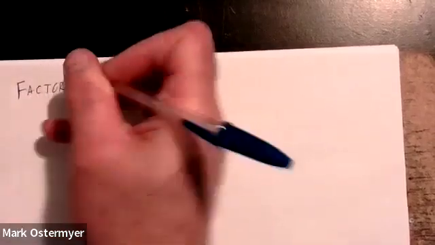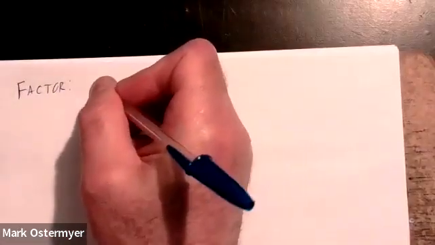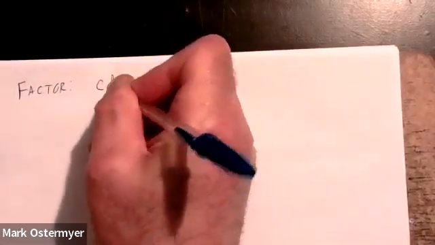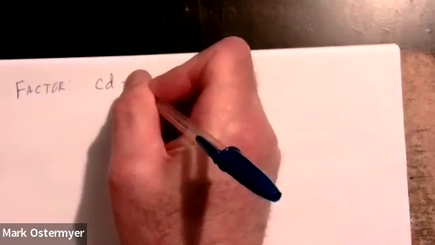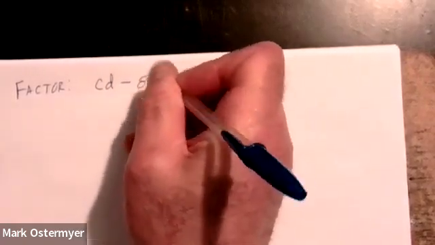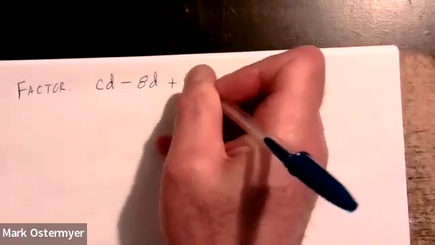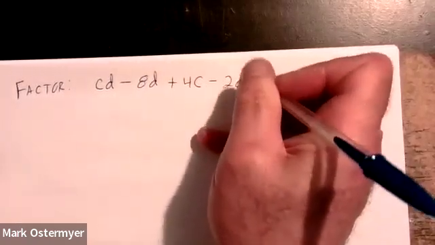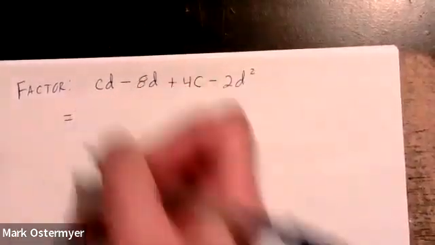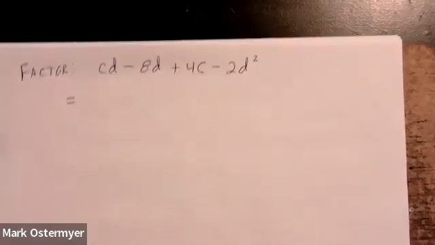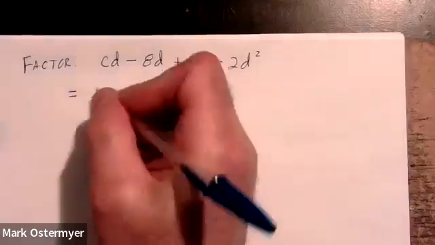All right, let's try to factor this one here. Now this is going to be CD minus 8D plus 4C minus 2D squared. To factor this 4-term polynomial, again, we will try grouping on it.